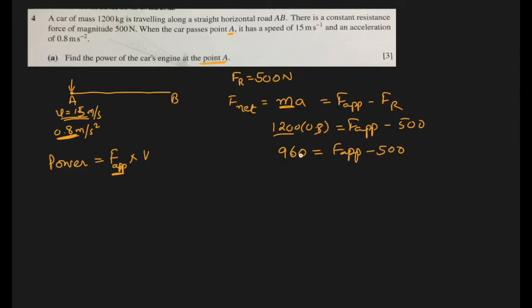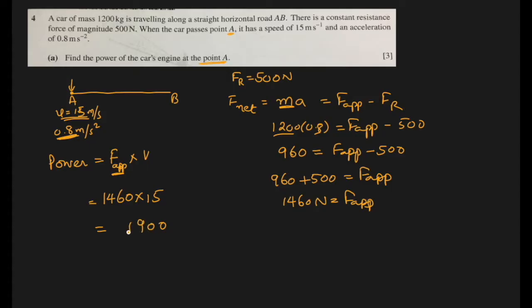Let's bring this 500 to the left side. So 960 plus 500 is equal to applied force, which is 1460 newtons. And this is what we will use here. So it becomes 1460 multiplied by velocity, which is 15. And if I multiply, it becomes 21,900 watts, or you can write 21.9 kilowatts.